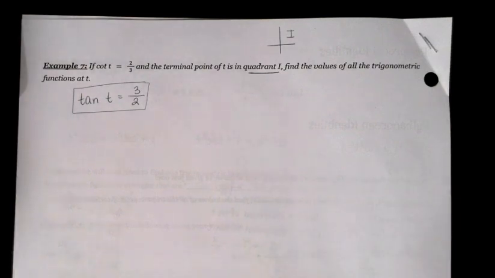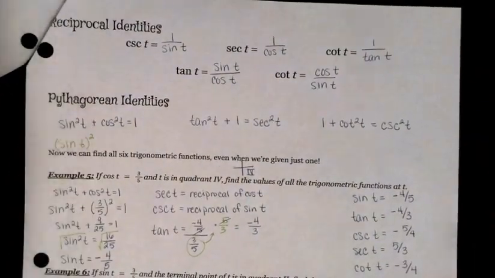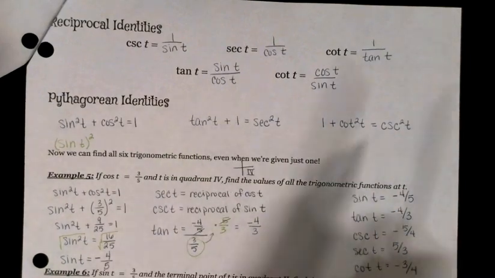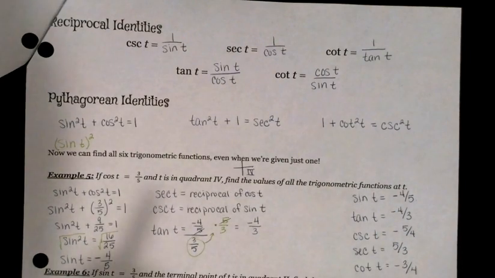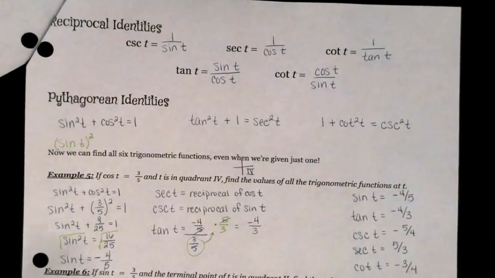So going back to the trig identities and the Pythagorean identities, if I'm given cotangent, I want to use one of these 3. So the one that has cotangent in it is this third one, so this is the one that I'm going to use. So 1 plus cotangent squared equals cosecant squared.